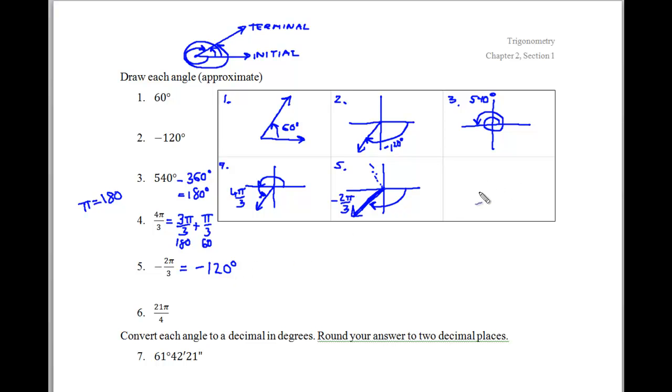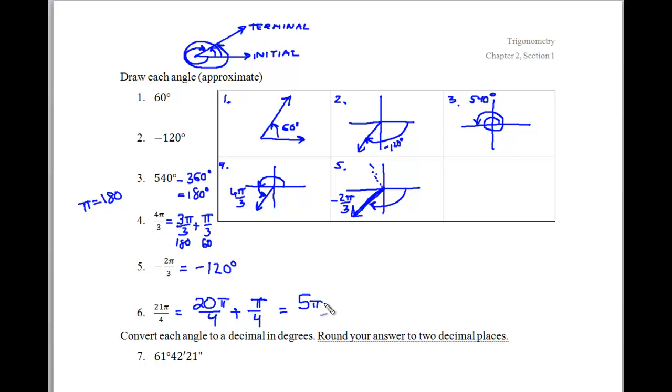Alright, so we're finally on to problem number 6. An interesting way to look at this is to see this is definitely more than one revolution. So this is 20 pi over 4 plus 1 pi over 4. So this 20 pi plus 1 pi is 21 pi, but let's see how far around the circle you are going with 20 pi over 4.